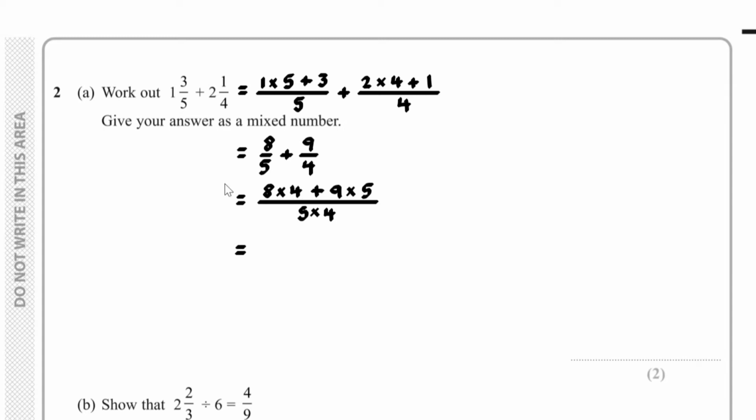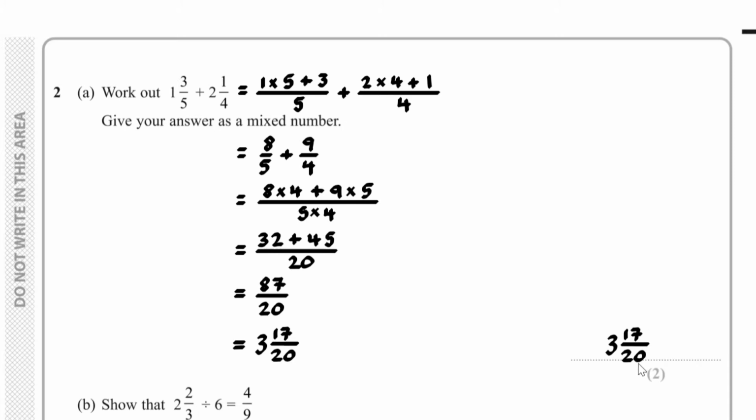So 8 times 4, that's 32, 9 times 5, that's 45, and 5 times 4, that's 20. And so if we simplify this even further, 32 plus 45, that's 87. We divide that by 20, and 20 goes into 87 3 whole times with 17 left over. So we have the result of this calculation as a mixed number equaling 3 17/20.